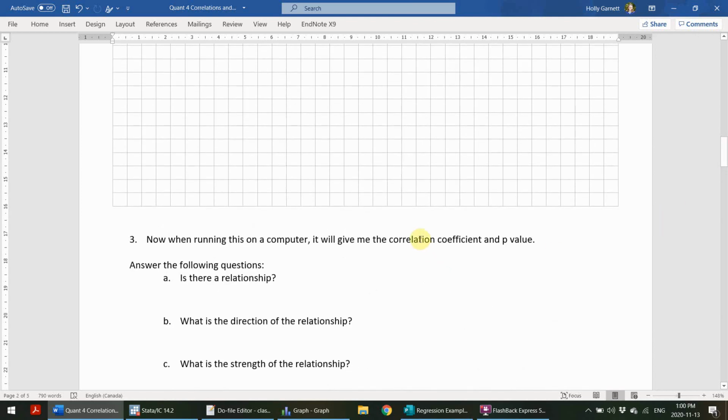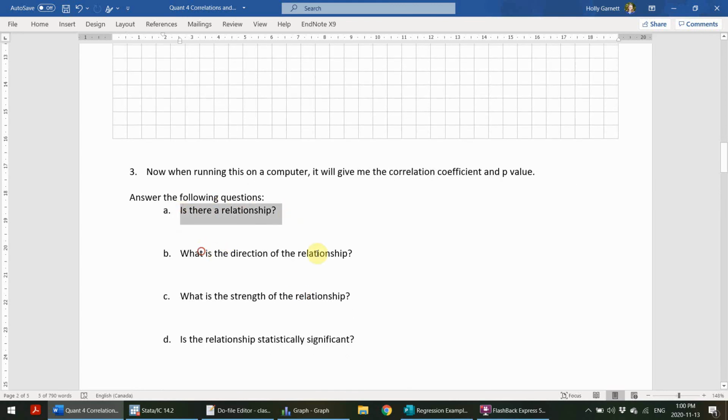So that is correlations. Again, not the logic behind how you're doing it, but if you see one, this is how you interpret it. Is there a relationship? What's the direction? What's the strength? And is it statistically significant?